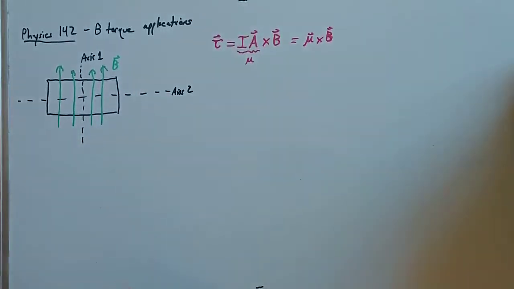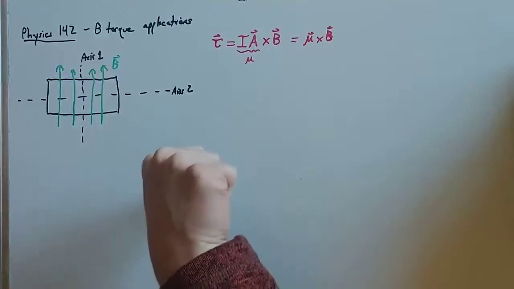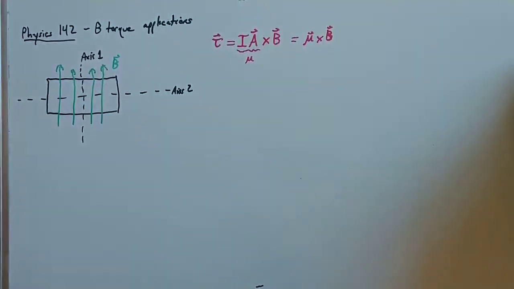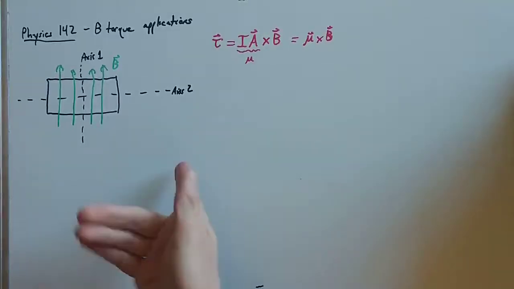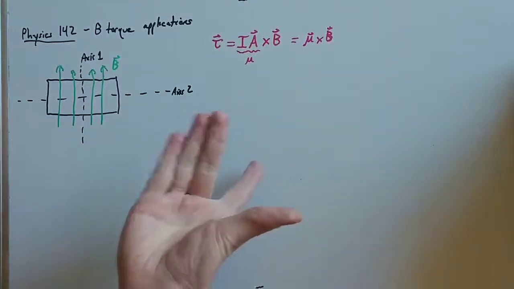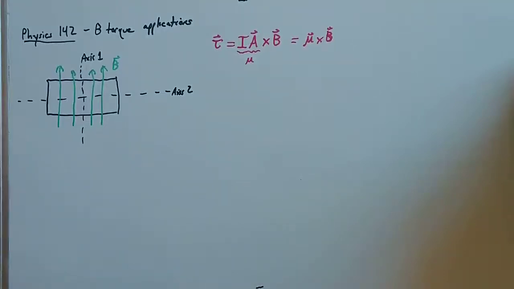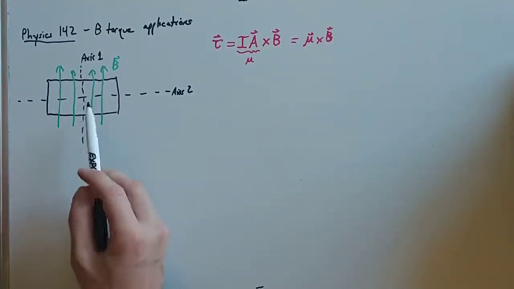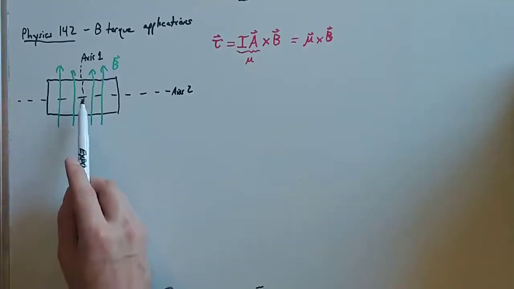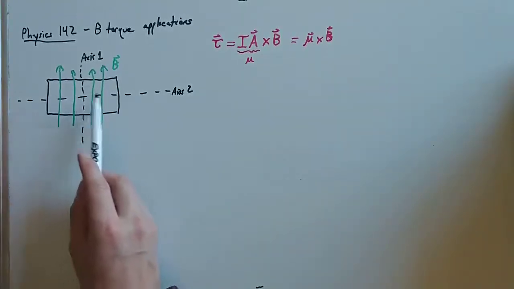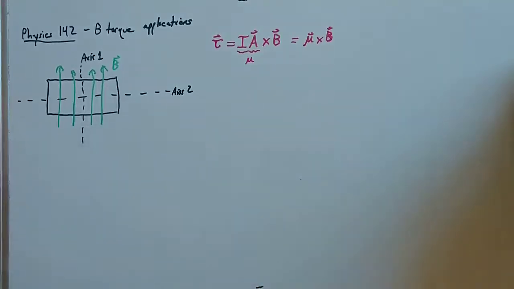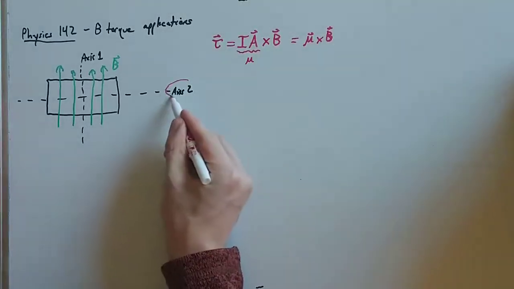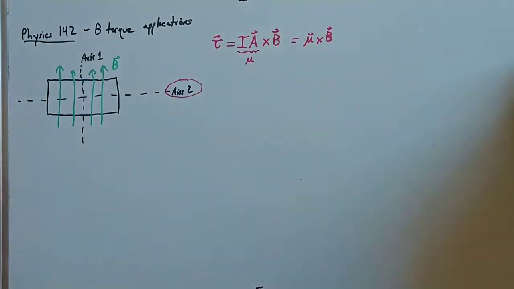If instead I ran the current clockwise, that would make the area vector go into the page, and if the area vector is into the page and the magnetic field is up, then my thumb would point to the right. It would just flip the other way. So we know that the resulting torque vector is going to point either to the left or to the right. That means that in this case, it must rotate around axis number 2.